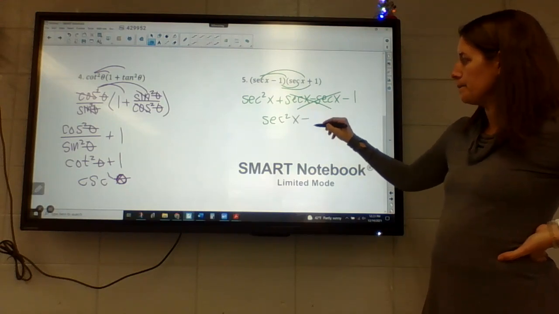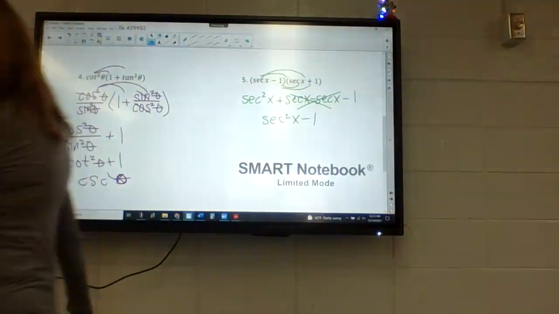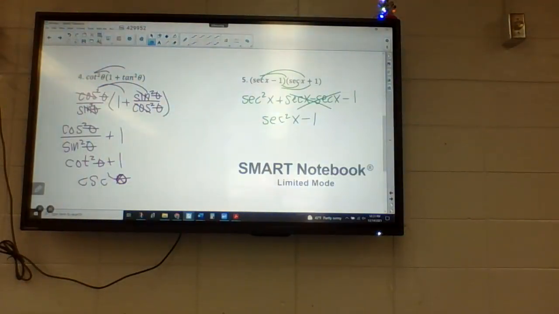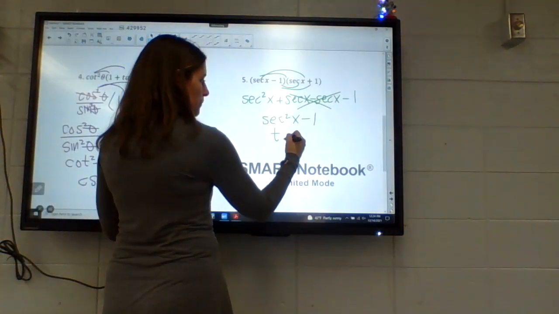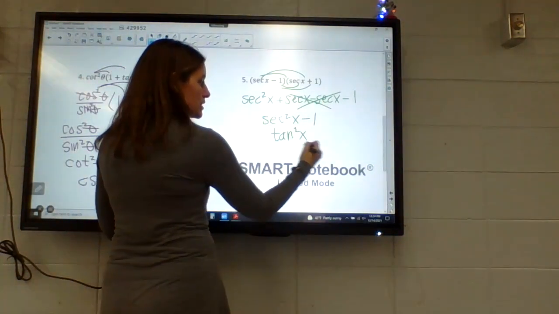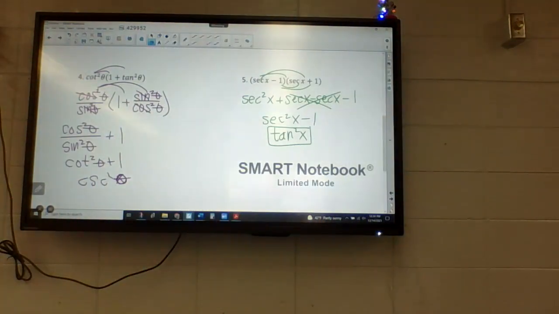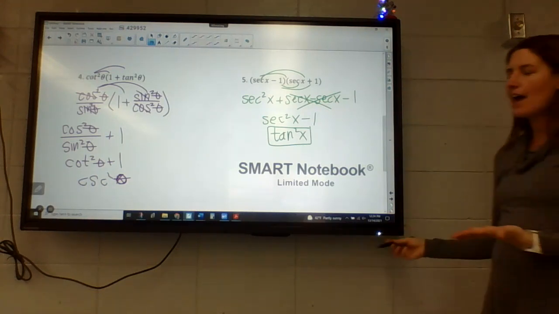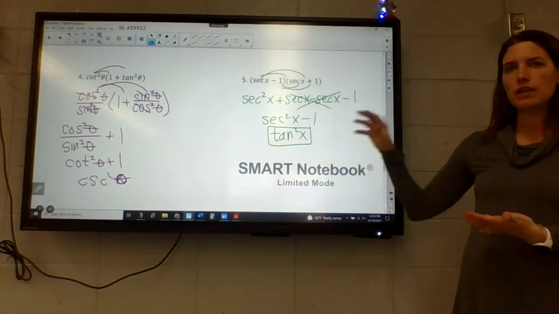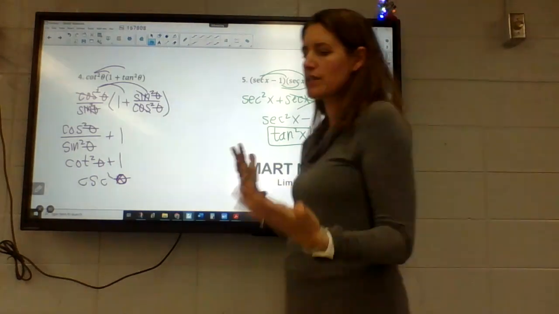So I have secant squared minus 1. If you look at that manipulation of the Pythagorean identity, the second one, that's just tangent squared. And you can just leave it this way. If you followed the directions and wanted it to be written with sine or cosine, you could write that as sine squared over cosine squared, but I'm fine. I think one trig function is better than 2 if they're sine and cosine.